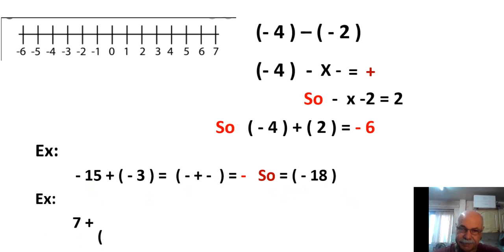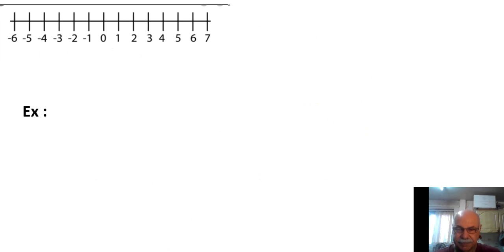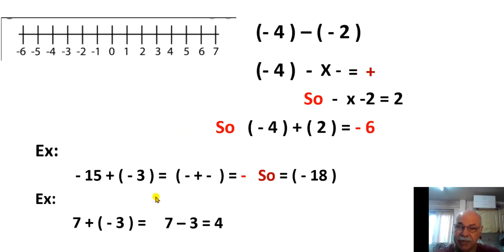Example again. Pause the video and try to solve this, and I will return. You see, 7, with this symbol, plus 7 plus minus 3: plus times minus becomes minus, so 7 minus 3 becomes 4.